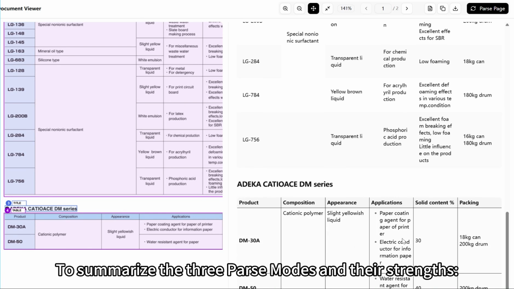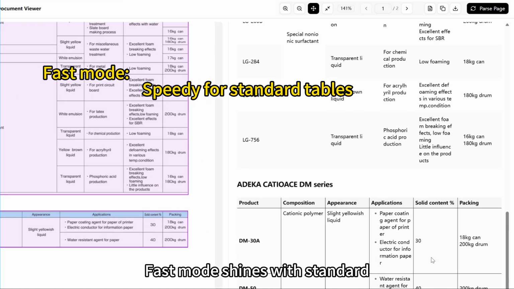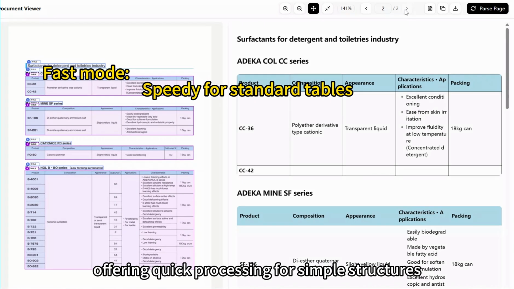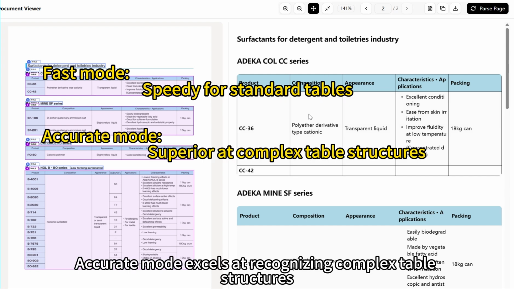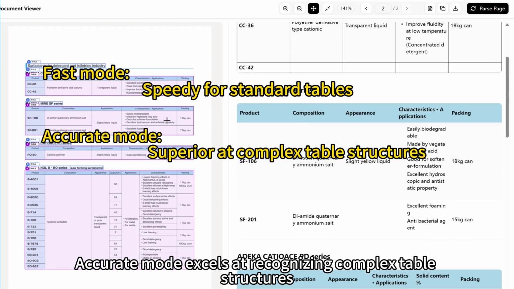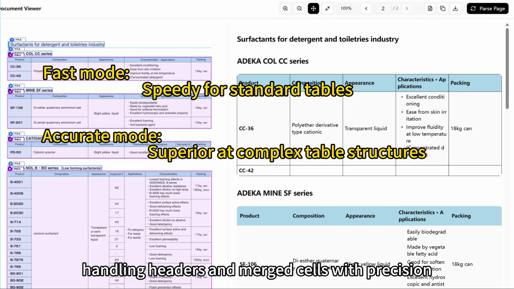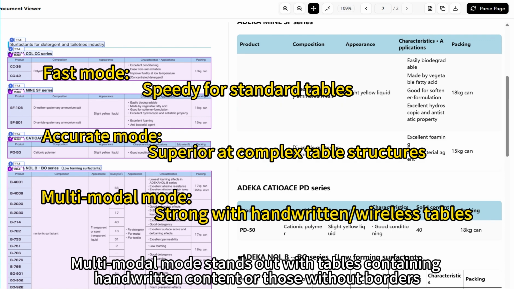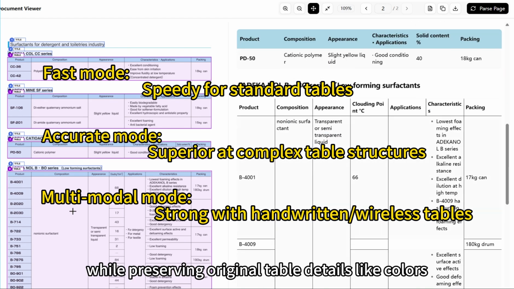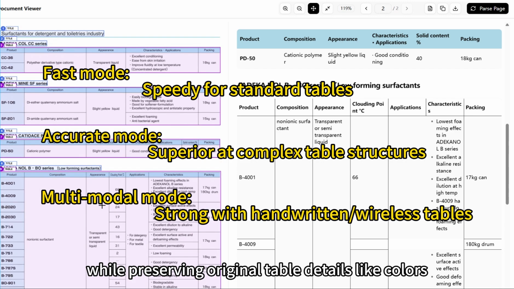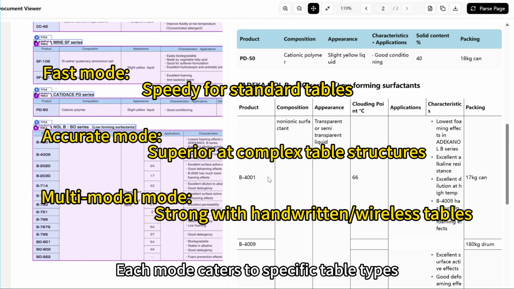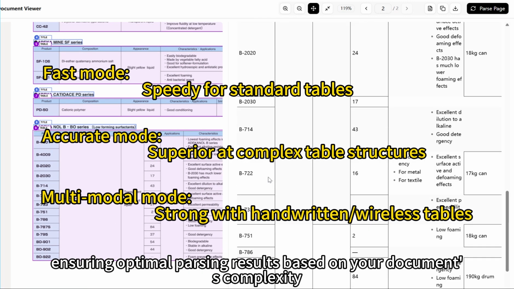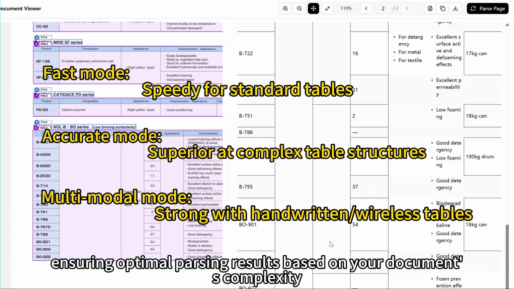To summarize the three parse modes and their strengths: first, fast mode shines with standard, straightforward tables, offering quick processing for simple structures. Next, accurate mode excels at recognizing complex table structures, handling headers and merged cells with precision. And finally, multimodal mode stands out with tables containing handwritten content or those without borders, while preserving original table details like colors. Each mode caters to specific table types, ensuring optimal parsing results based on your document's complexity.